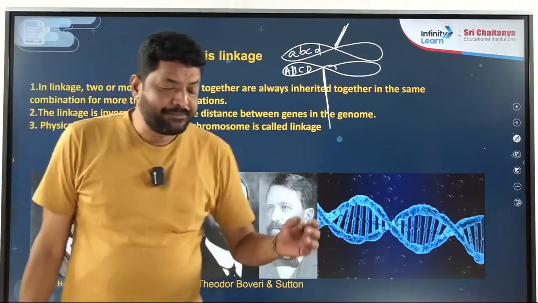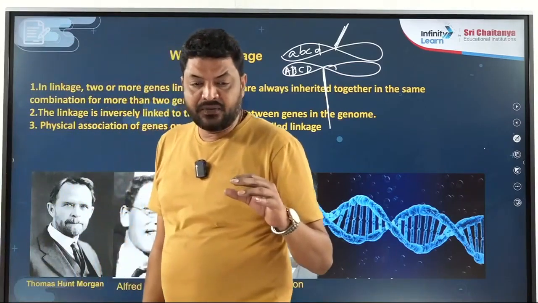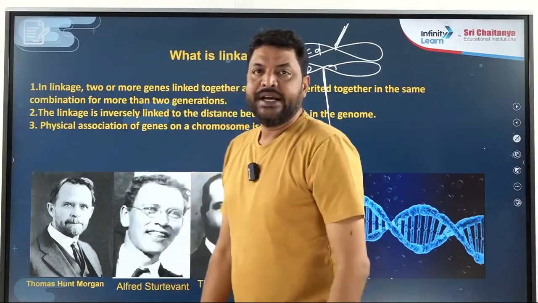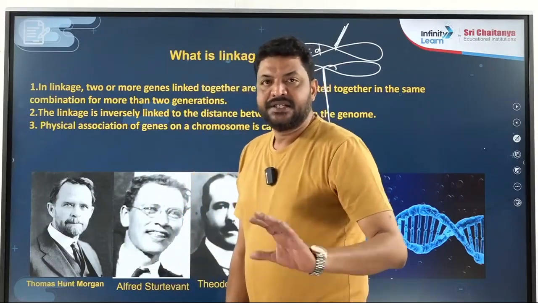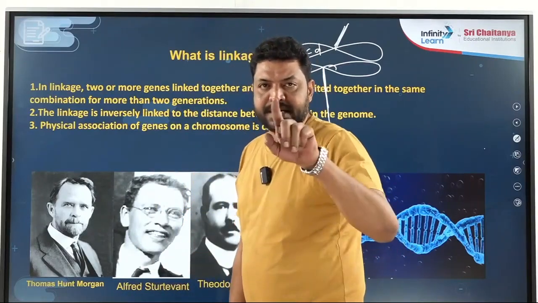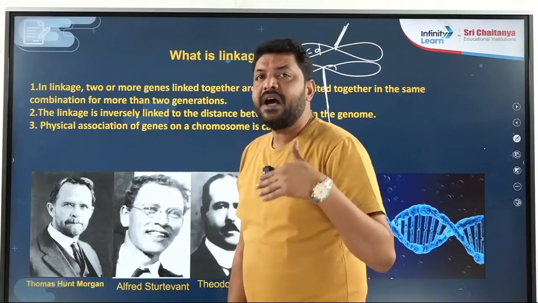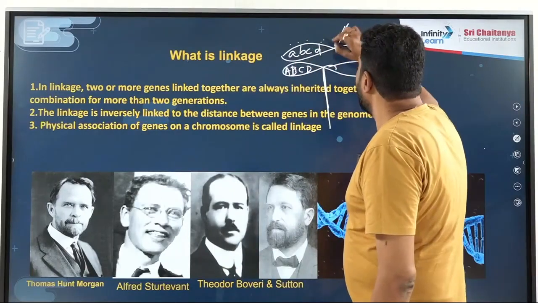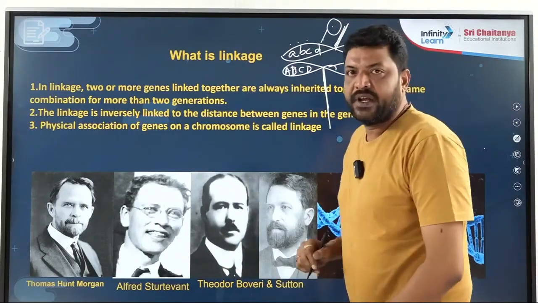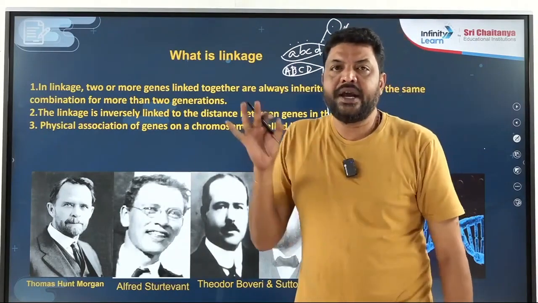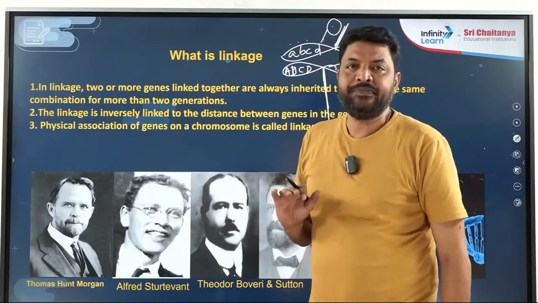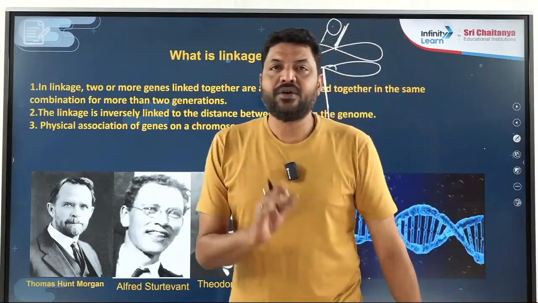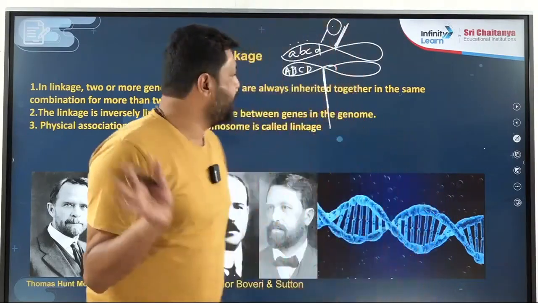See here, the phenomenon of all genes of a chromosome going to a pole is called linkage. Genes on a chromosome are said to be linked. The phenomenon of segregation of all genes, 1, 2, 3, 4, all genes to a gamete. So genes on a chromosome are said to be linked. The phenomenon of segregation of all genes of a chromosome to a pole is called linkage.